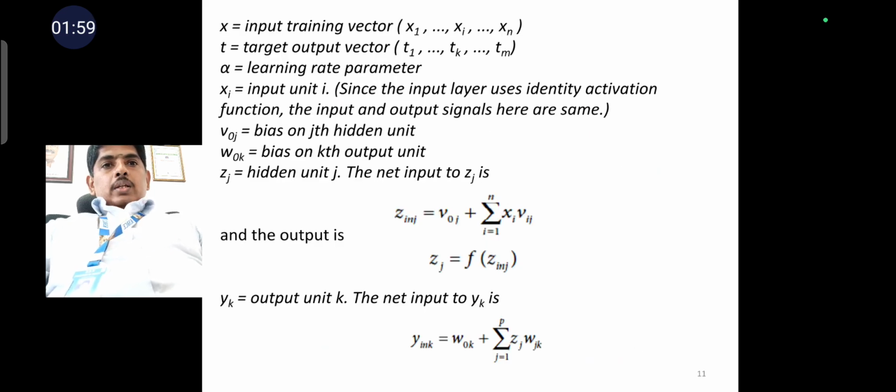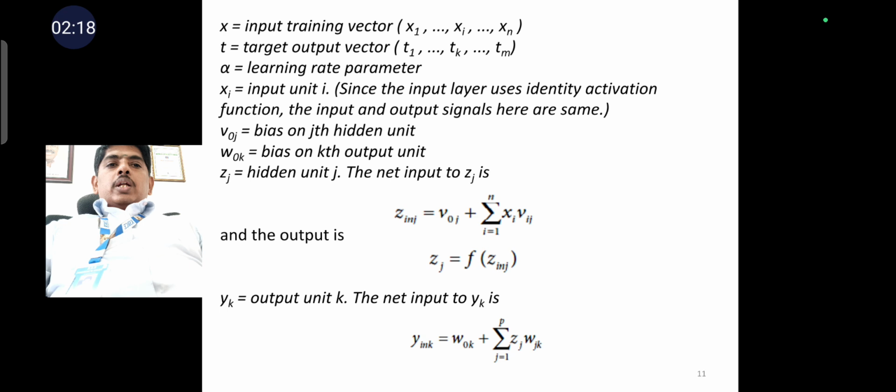So you have to consider some parameters in the back propagation neural network. X is the input training vector, T is the target output vector, alpha is the learning rate parameter, Xi is the input unit, Voj is the bias of the hidden unit, and W is the bias of the kth output unit.